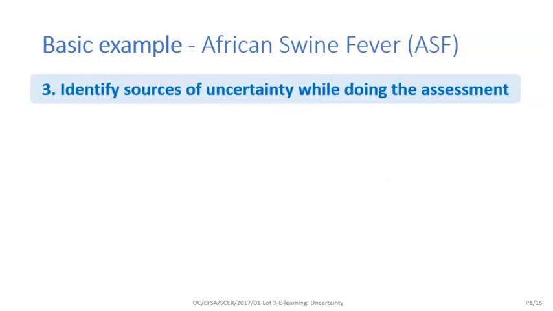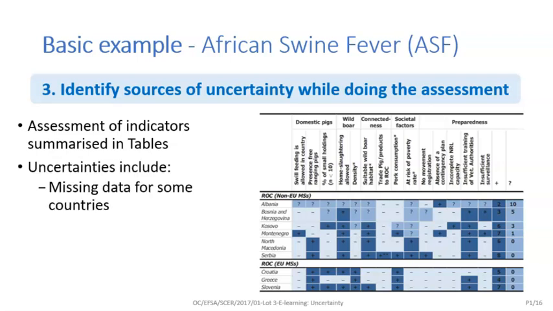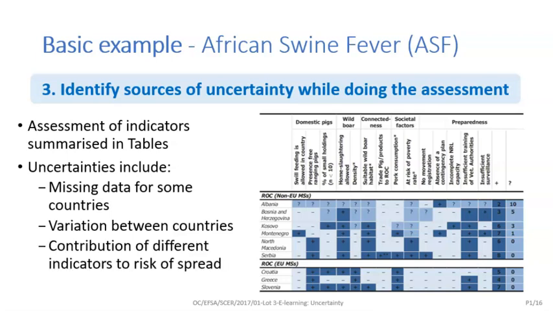The third step is to identify sources of uncertainty while doing the assessment. The panel summarised their assessment of the indicators in tables. They identified uncertainties due to missing data for some countries, uncertainty due to the variation of indicators between countries, and uncertainty about the contribution of different indicators to the risk of spread.